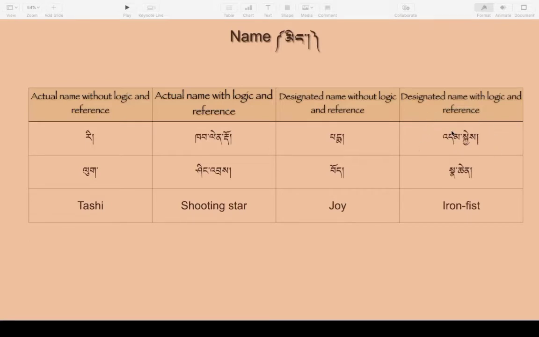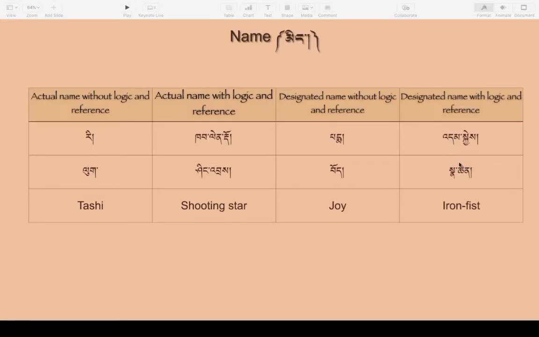Sorry, with logic and reference. So here, the names that are given are designated, meaning that they don't actually represent the thing itself, but it's given because of a certain characteristic of the thing that we're designating it to. For example, Damge, which means born from mud. So this is a name that is used for lotus, because lotus are born from the mud. So they are also called Damge. But this is a designated name and not an actual name.